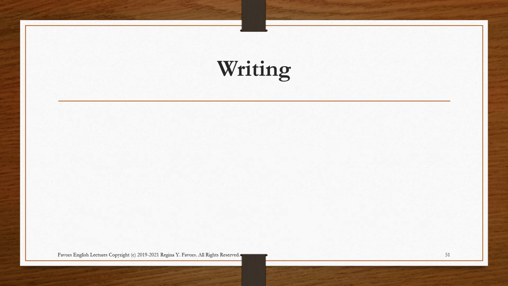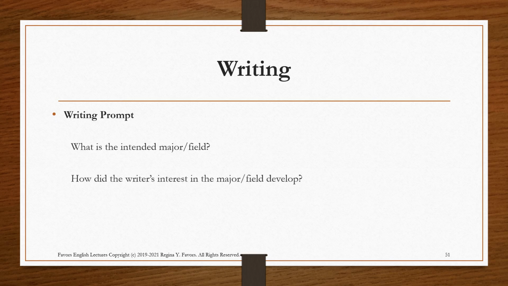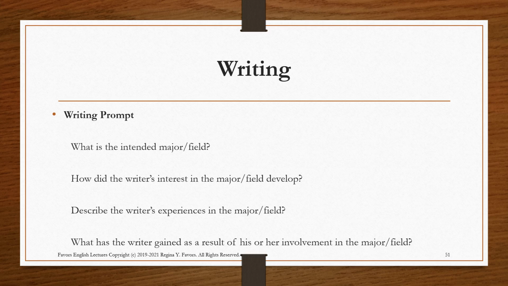So the writing prompt is, again, what is the intended major field? How did the writer's interest in the major or field develop? Describe the writer's experiences in the major field. And what has the writer gained as a result of his or her involvement in the major field? So this is a recap of the writing prompt that you want to think about.